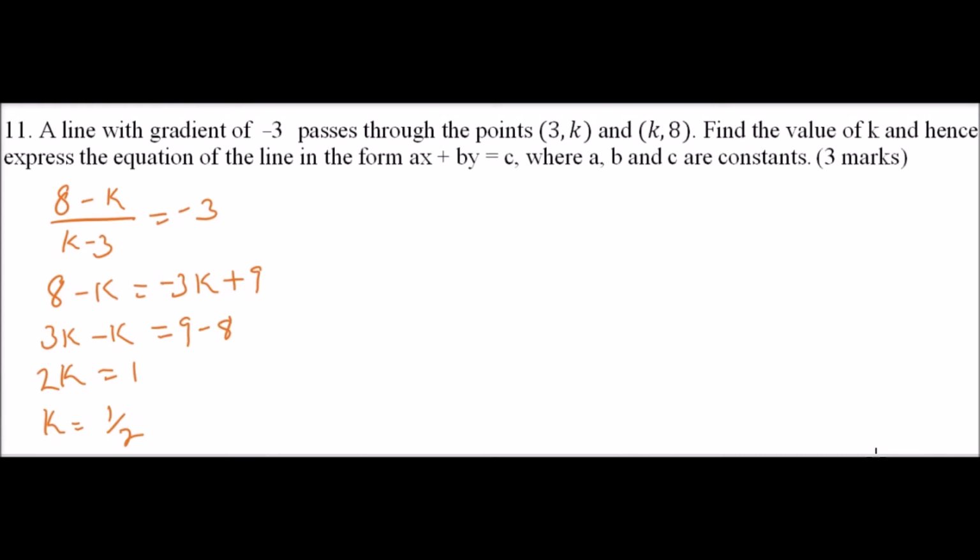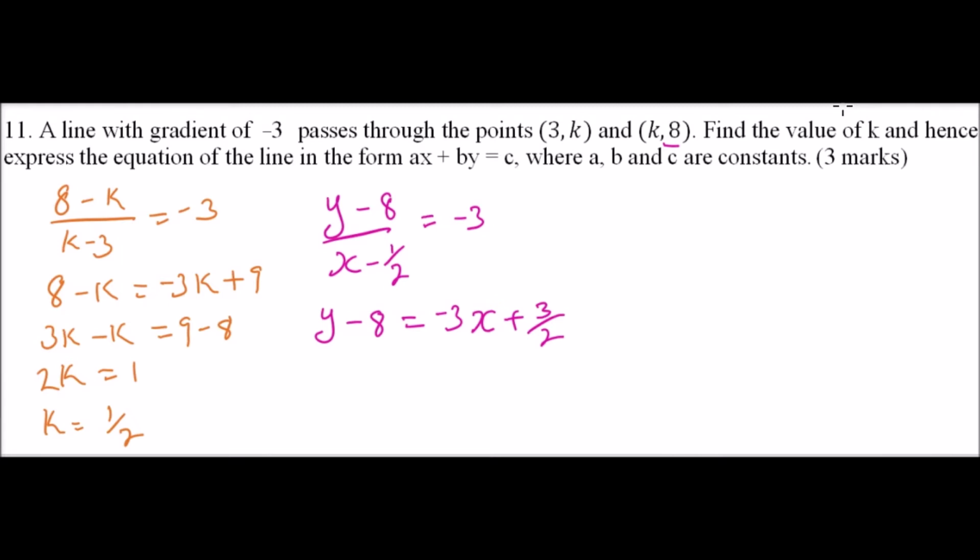Once you get the value of k, you can use it to get the gradient again and an imaginary point. So you use y minus 8, you use this point here, divide by x minus k, should give you the same gradient. Now instead of putting k, since we have already found k, we put a half is equal to minus 3. So we cross multiply, we have y minus 8 is equal to minus 3x, then plus 3 over 2. Let's bring x to this other side.